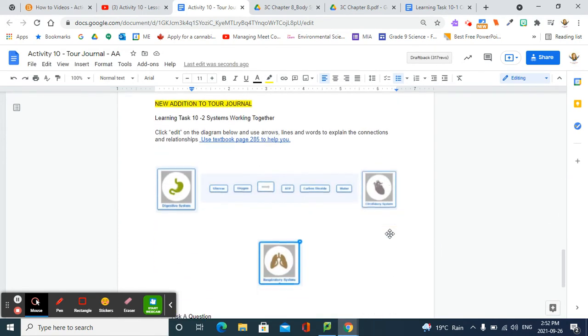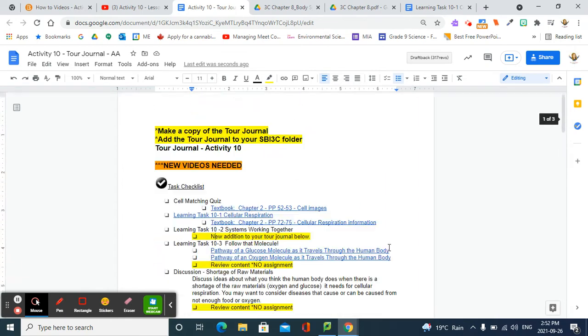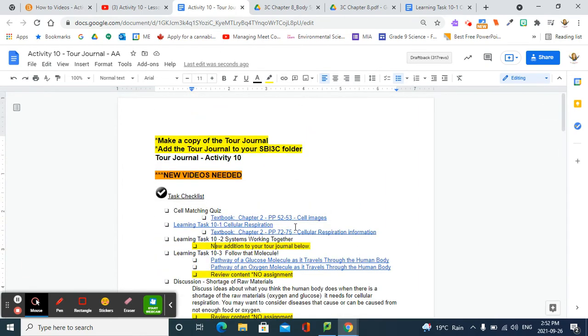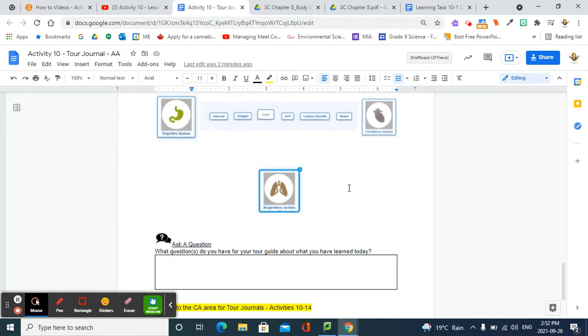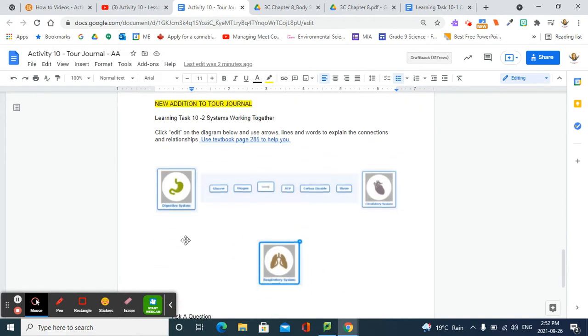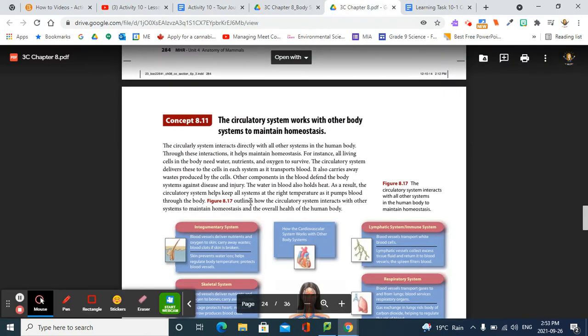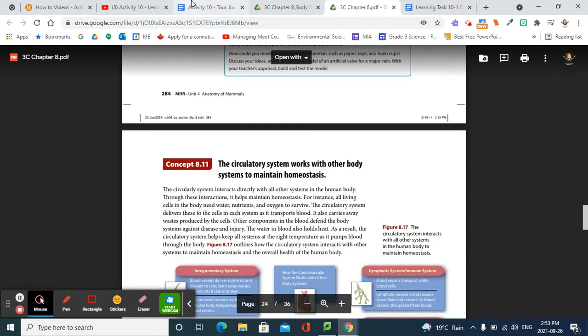Okay, so here's the new edition. You are going to be looking specifically at how certain organ systems work together in terms of cellular respiration. So ideally, I would do this before you do this part of the activity on your tour journal. You're going to need textbook page 285. I've linked that up. This is the page that you're going to want.